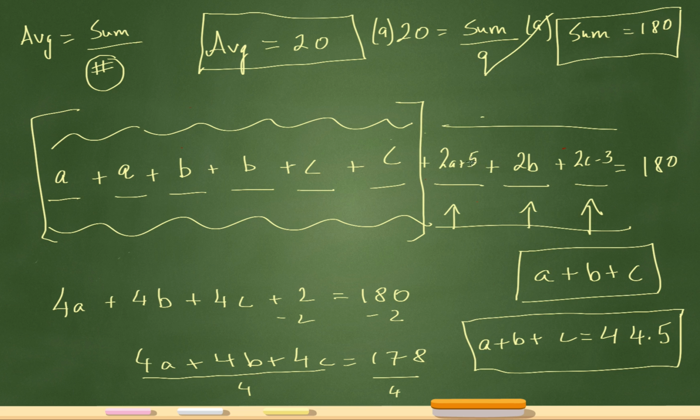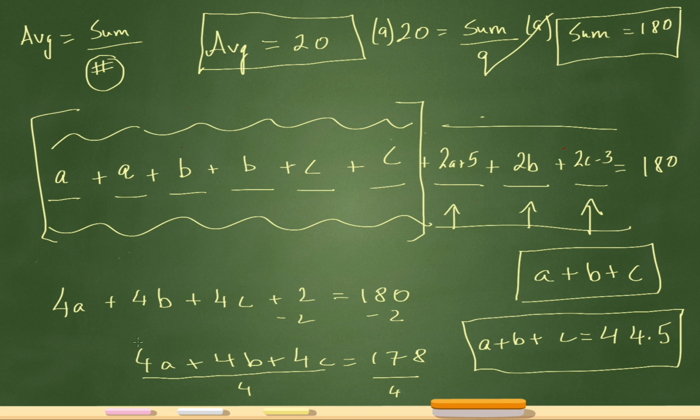The next thing was they told me what 3 of the numbers are. 3 of the 9 numbers were 2a plus 5, 2b, and 2c minus 3. So now I had 6 left. And since it told me that a, b, and c are the modes, that means that they all have to pop up at least twice. Just because if they all popped up once, that wouldn't make sense. That wouldn't make them the mode. So they all had to pop up at least twice, and they filled up these other blanks. And then I combined my like terms, and that gave me 4a plus 4b plus 4c plus 2 equals 180. From there, I just slowly solved it algebraically to finally come up with what a plus b plus c will be.